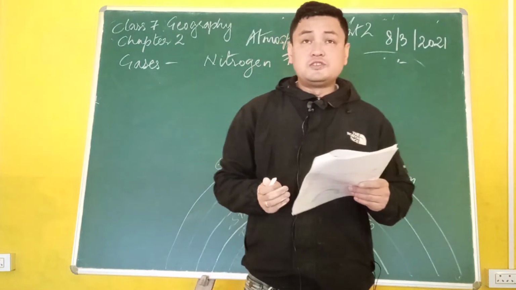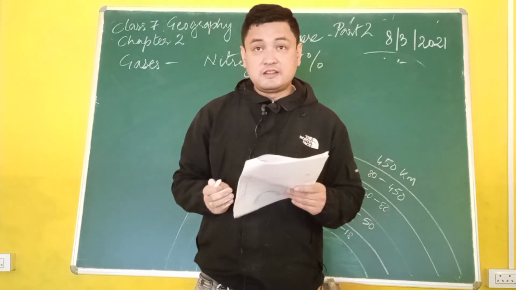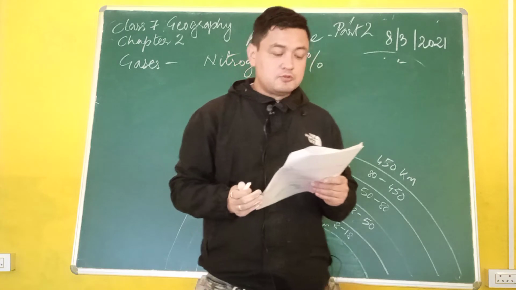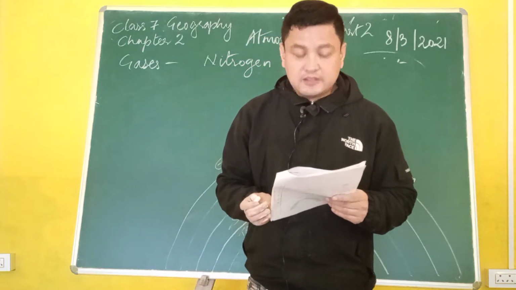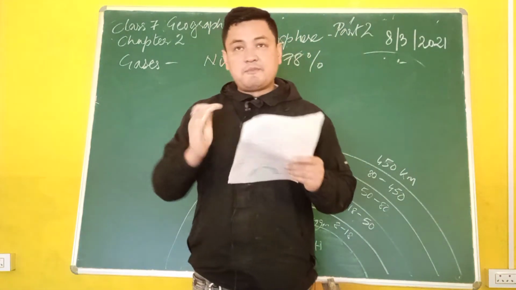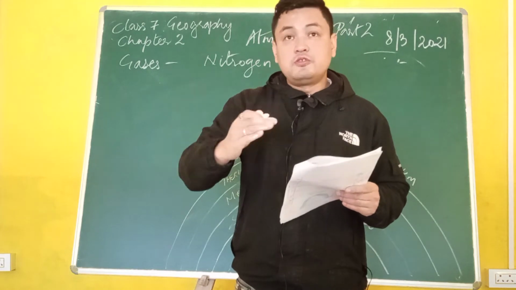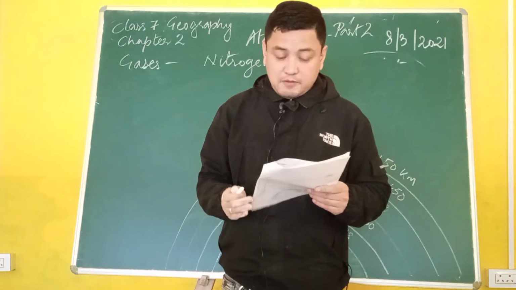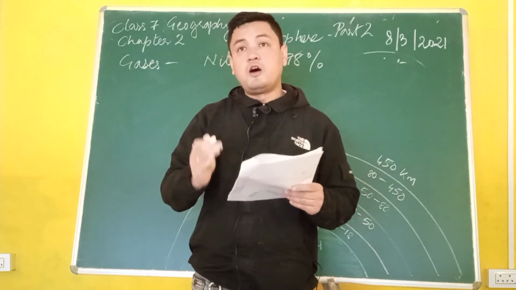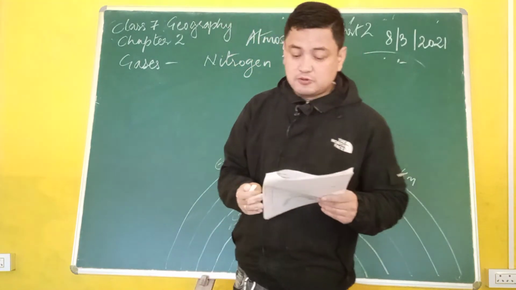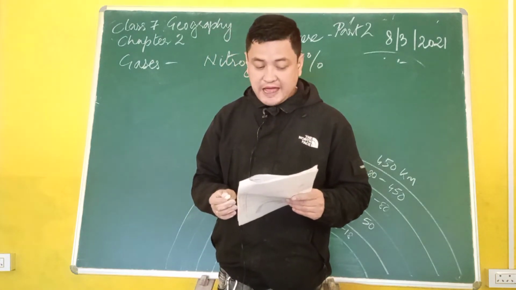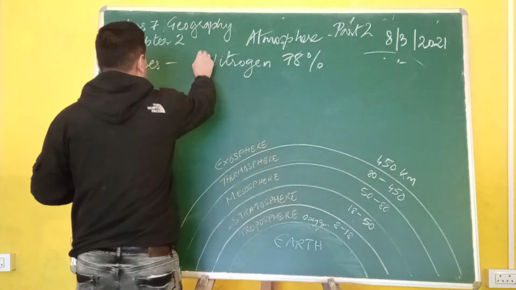Liquid nitrogen is used to preserve foods in refrigerators. Likewise, nitrogen is also used as fertilizers, known as chemical fertilizers, to improve the quality of the soil for the farmers. So nitrogen is used for increasing the fertility of the soil also. It is also used for making nitric acid. Remember that. So the first one is nitrogen.